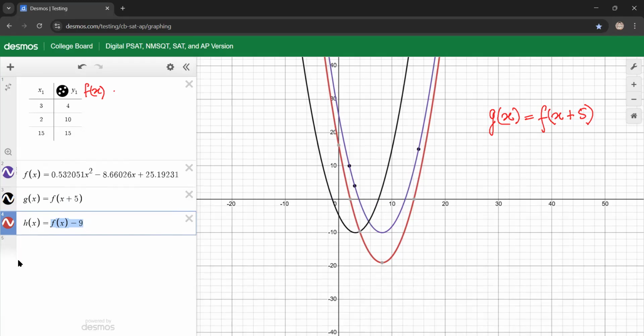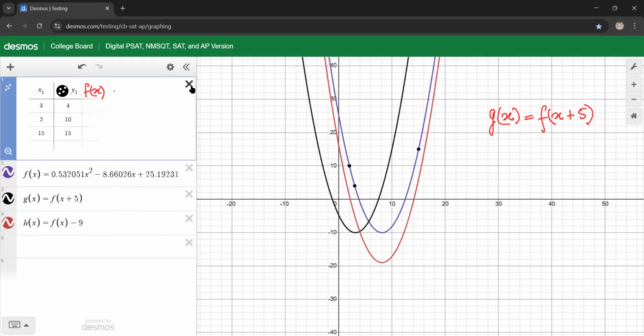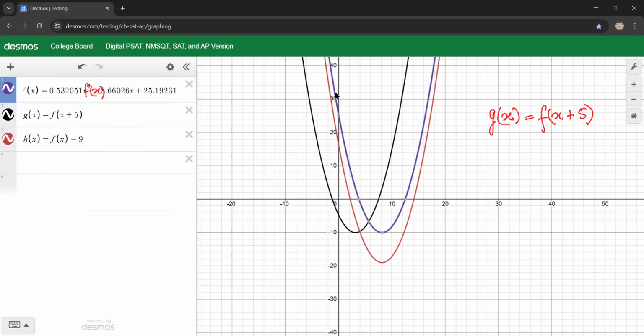Now finding the values of a function. Okay, let's close this for now. And let me erase my drawings.